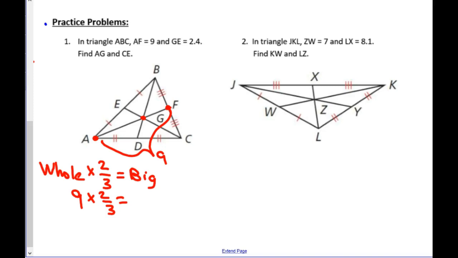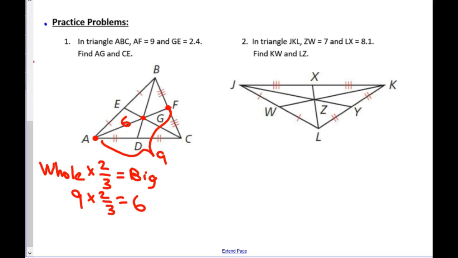18/3. But if you don't know how to do it in your brain, you could use your calculator, but you should get what? 6. So if you were multiplying it 9 times 2 on top, divided by 3 on the bottom. So 18/3. Yeah. So again, that gave me the big segment, which is AG. So 6. Okay?